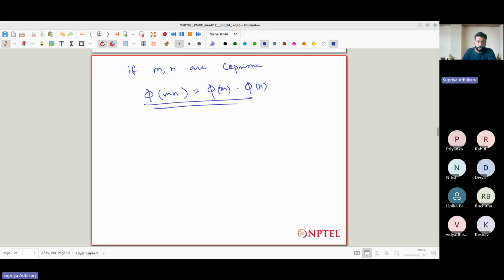So this is proven. Now the second one is that any integer n can be written as p1 to the power alpha 1, p2 to the power alpha 2, up to pk to the power alpha k, where p1, p2, up to pk are all prime integers. And since they are prime, these p1 to the power alpha 1, p2 to the power alpha 2 are all co-prime. So phi of n can be written as phi of p1 to the alpha 1, phi of p2 to the alpha 2, and so on.